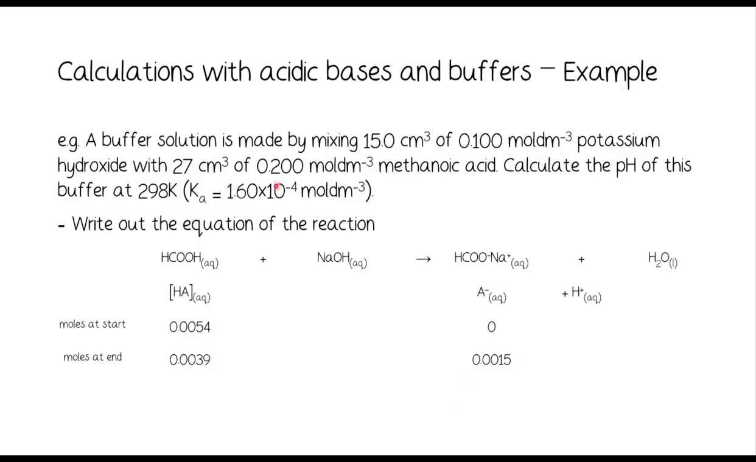Because we mixed two volumes together, we've now got new concentrations, so we need to work out the new concentrations. All you do is divide these moles by the new volume. 15 plus 27 gives you 42, so your new volume would be 42 divided by 1,000, because we're working in decimeters cubed, and that gives you 0.0929 moles per decimeter cubed and 0.0357 moles per decimeter cubed.